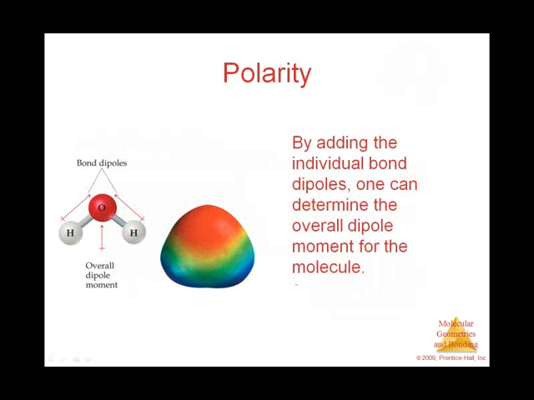So I can actually show the bond dipoles and then show what happens for the overall. Here I have water. The hydrogen is less electronegative than the oxygen, so my dipole for the bond goes this way. If I add these overall dipoles together, I have a dipole that has the top of the molecule being more electronegative than the bottom, right? So I can show an overall dipole for the molecule.